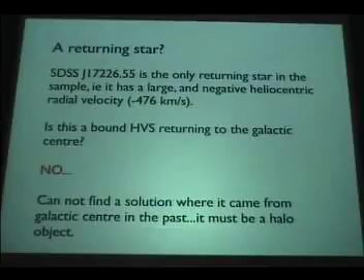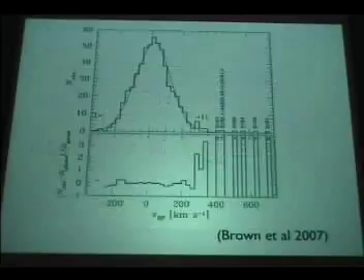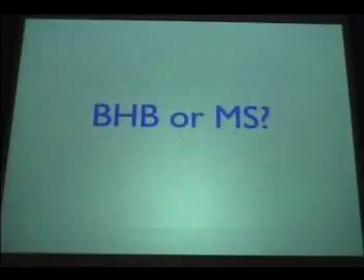So that's very important, because it means that we have 8 objects that are bound, that are moving outwards, and we see them all moving outwards. This will help us with the big question. So I'm going to leap around again, just to remind us what the big question was, which is whether they're blue horizontal branch stars or main sequence stars.